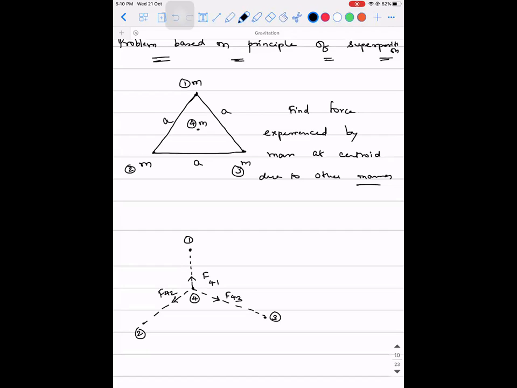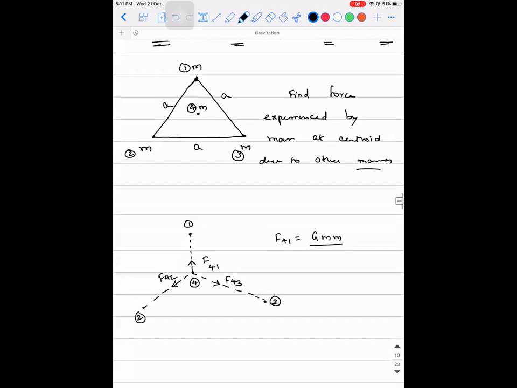Okay. So what is the value of F41, guys? G, mass of both the mass particles divided by the distance between them squared. What is the distance between them? What is the distance from the vertex to the centroid in an equilateral triangle? We'll use a little bit of geometry, guys. Listen.